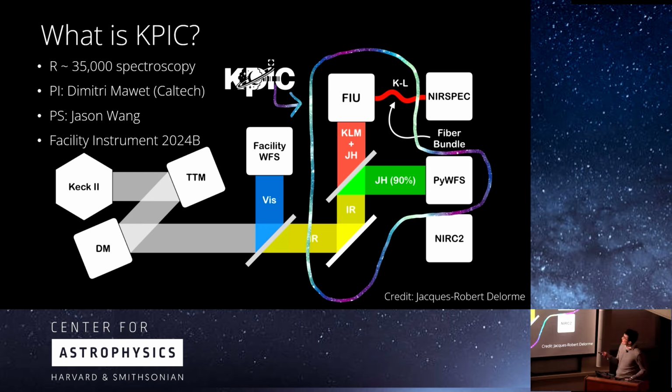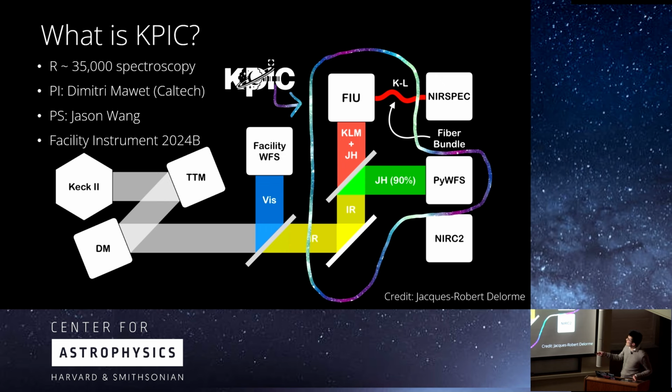It's not really a new instrument. It's actually a bunch of upgrades we've done to the existing Keck instrument suite. So this is a very cartoon, blocky optical diagram. But here's the Keck 2 primary mirror. This is the adaptive optics system at Keck. It's been there since like the early 2000s.